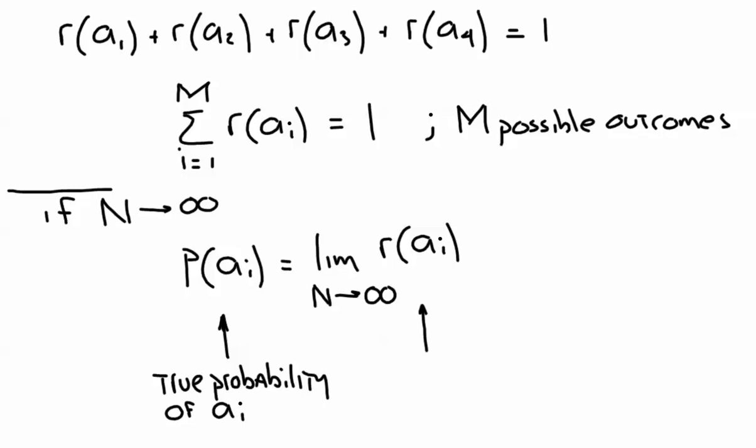This is the relative frequency on the right-hand side. So if I perform my chance experiment an increasingly large number of times, if my chance experiment is statistically regular, then the limit of my relative frequency as n approaches infinity will approach a fixed number, and that fixed number is the true probability of outcome A sub i.